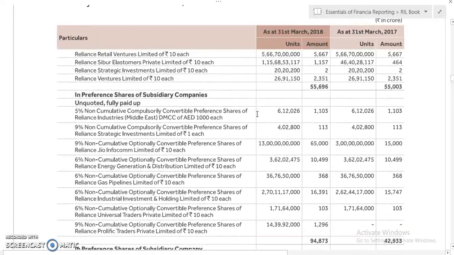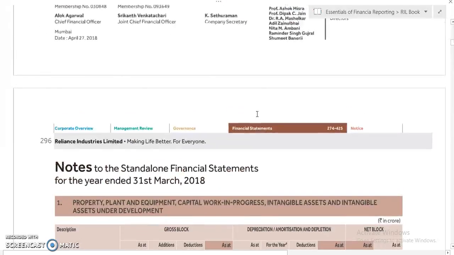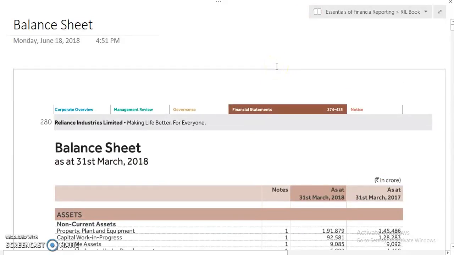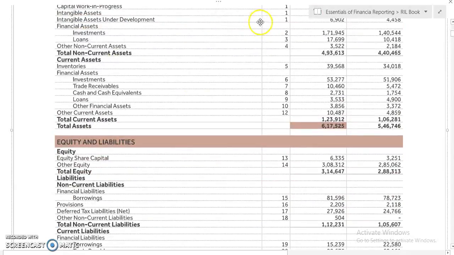This is why we need to go into the details. If you look at the face of the balance sheet, you don't know whether this one is going to their own parties or to individual parties. You need to look at the details of the investments.